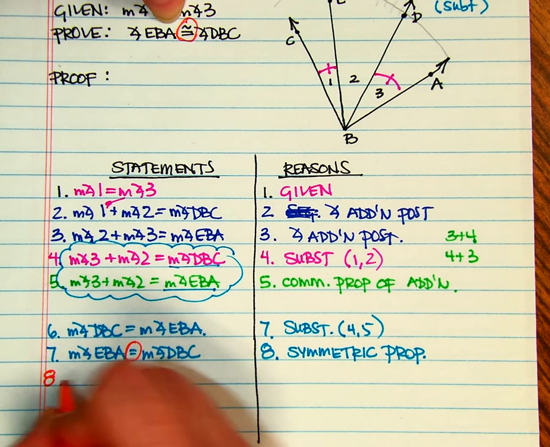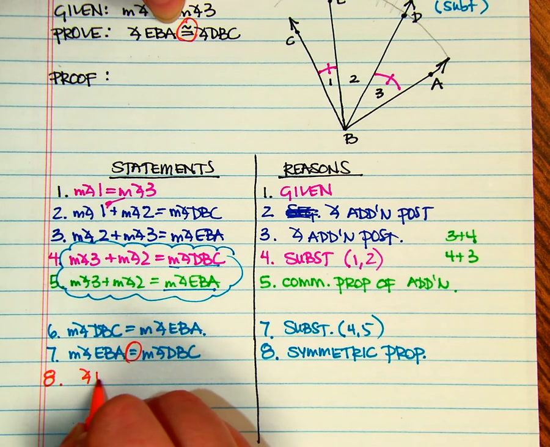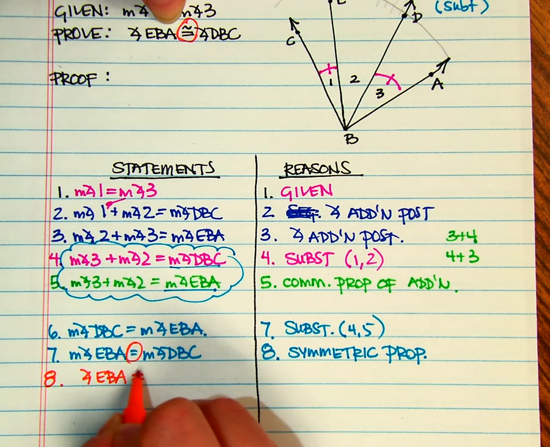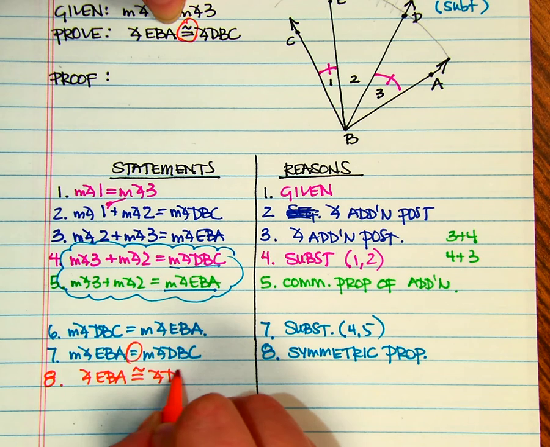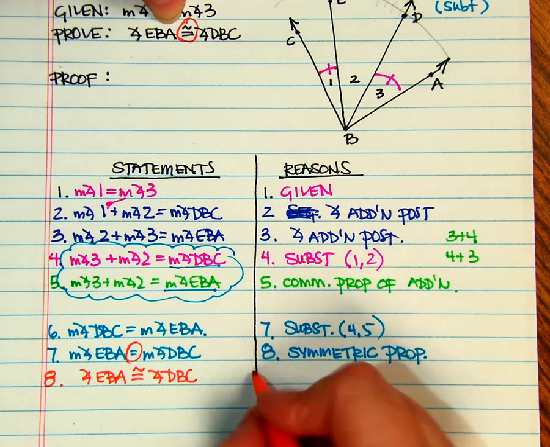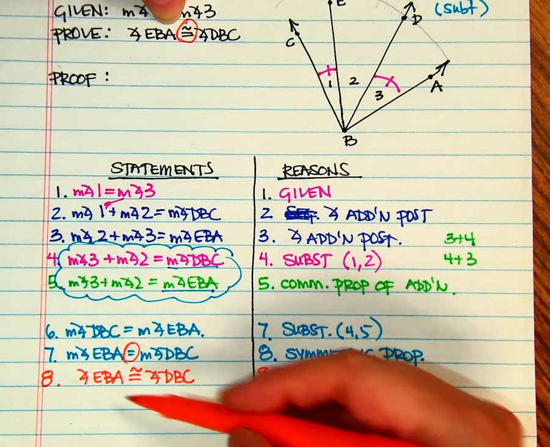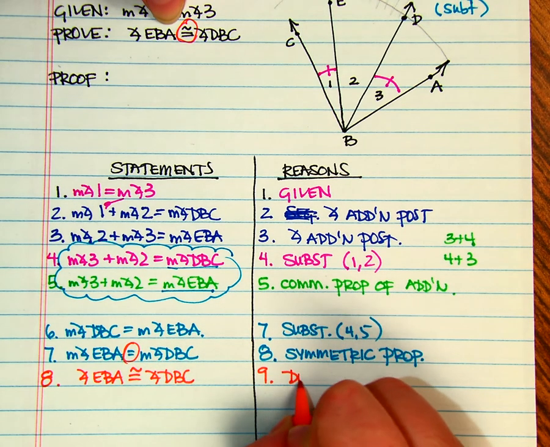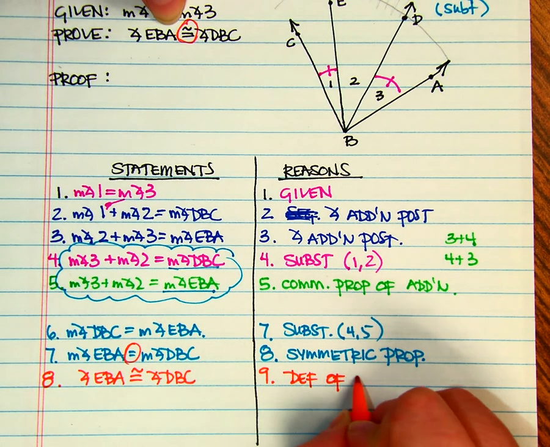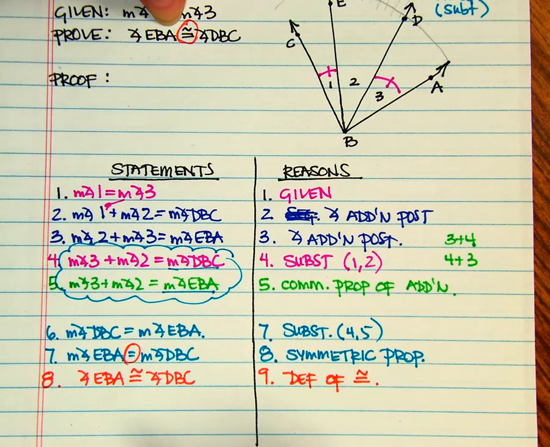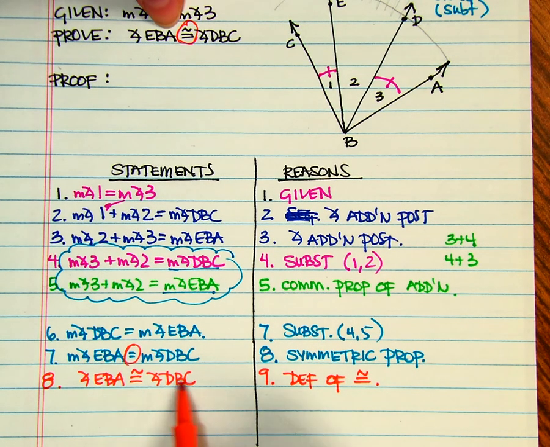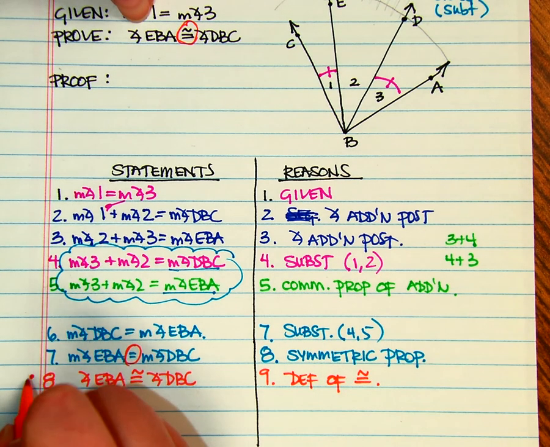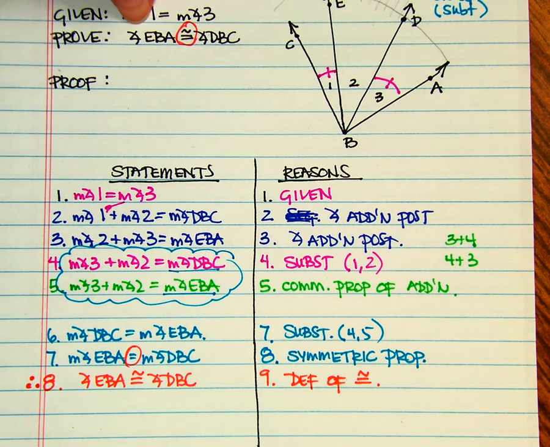So I know that I can just simply say that the angle EBA is congruent to angle DBC. So what property do we have that says, hey, I can just change it from the equal to the congruency symbol? And that would be the definition of congruent. Now, does my last statement match my prove exactly? And that would be a yes. So I am done. Put my 3 dots in a triangle, meaning therefore I have proven this.